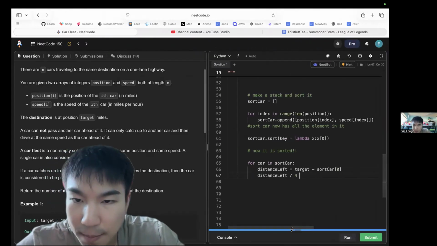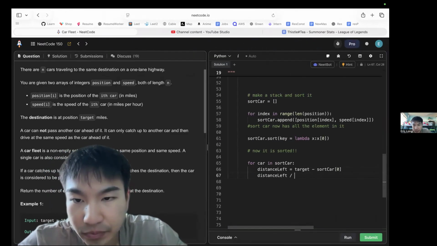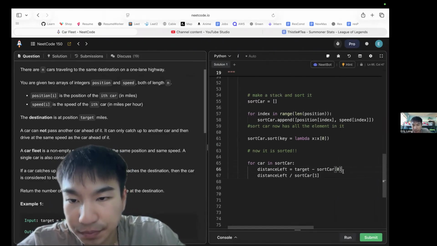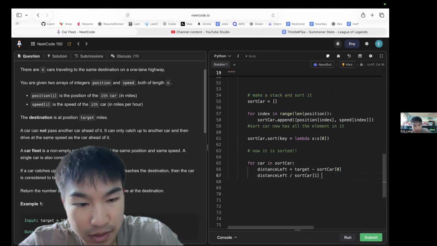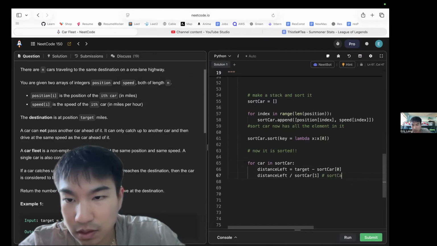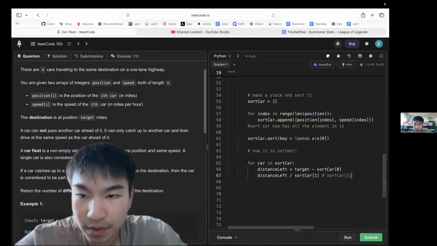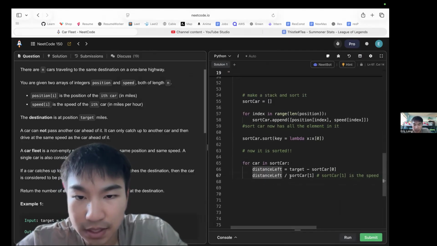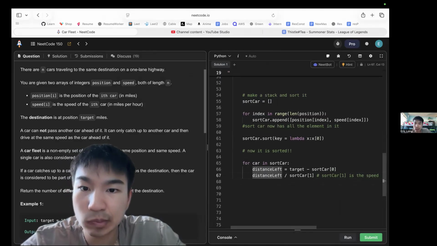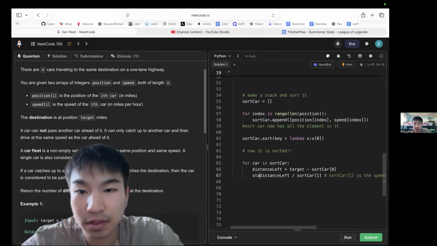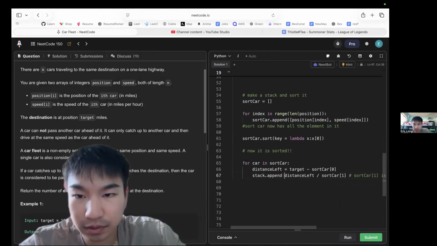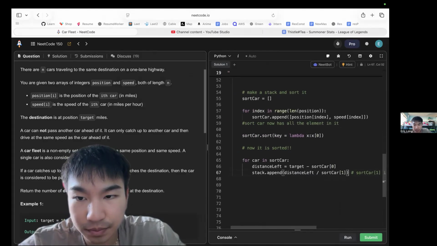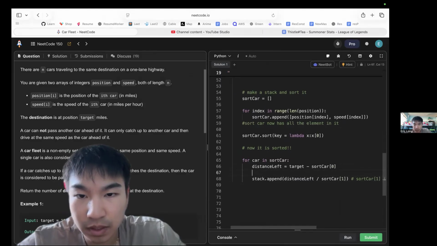Okay. So the distance left divided by sort car at 1, and this is going to be the speed. Okay, now we go ahead and see distance left. And we put this in the stack actually. Let's go ahead and make our stack now.